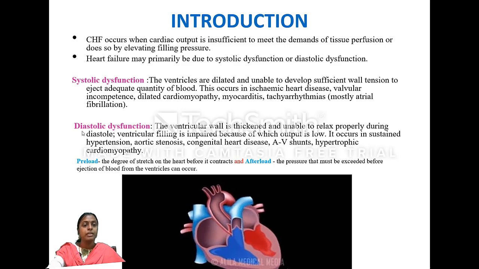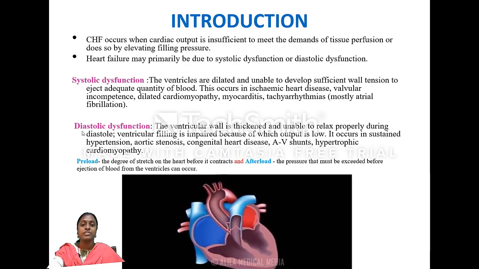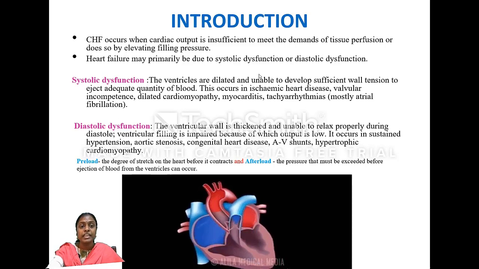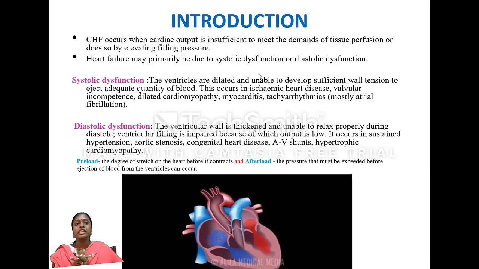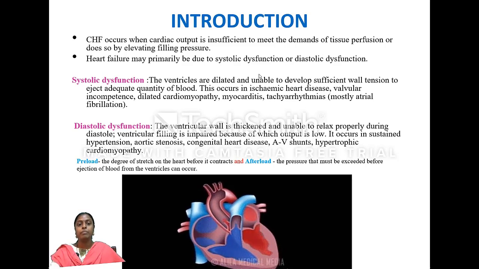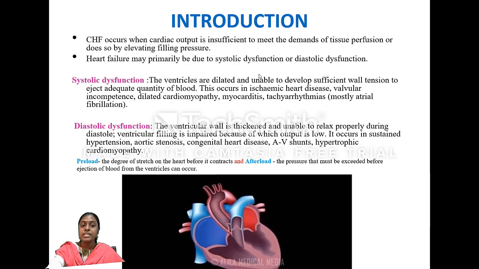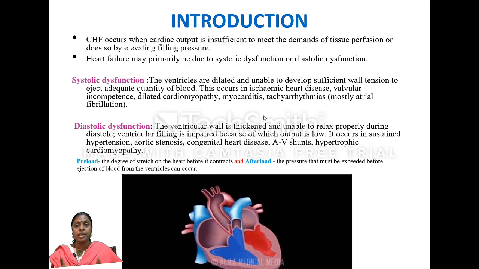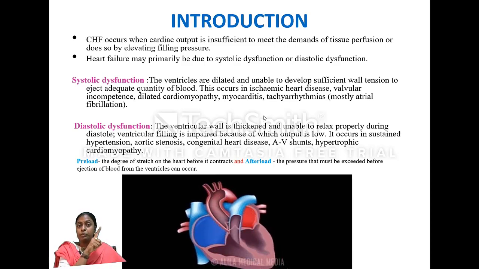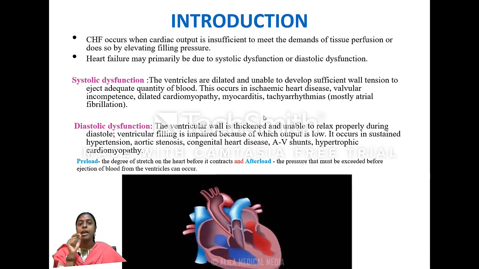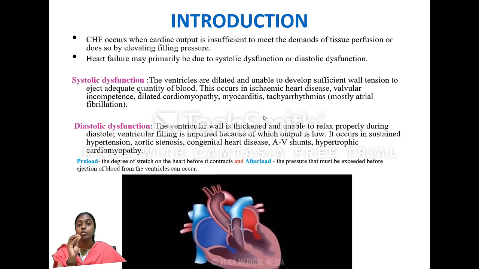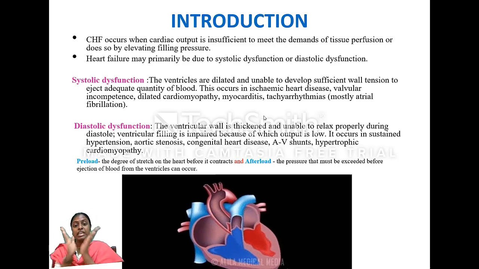Okay? So the next one is diastolic dysfunction. Here in systolic dysfunction, the ventricle will get dilated, and when it is contracting, it won't eject a sufficient quantity of blood. In diastolic dysfunction, ventricular walls will get thickened and they won't be able to relax. Contraction won't be affected as it is in dilation, but here in diastolic dysfunction, the relaxation won't be proper because of the thickened walls.